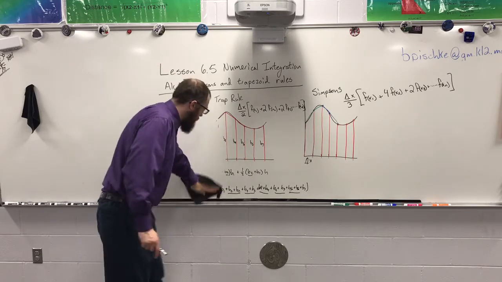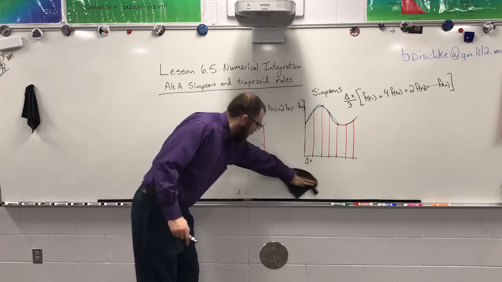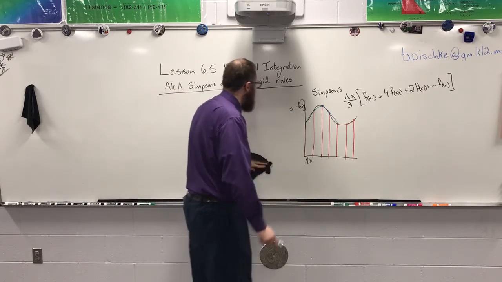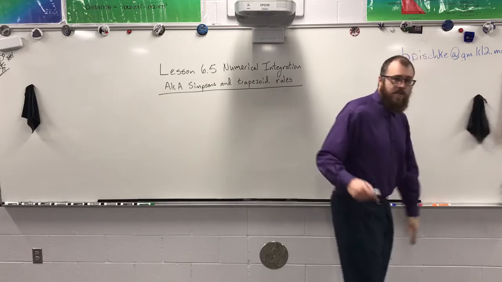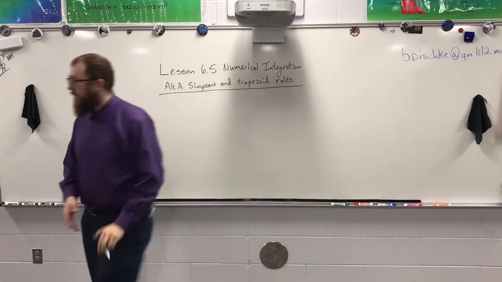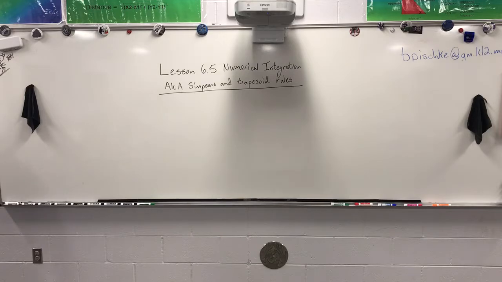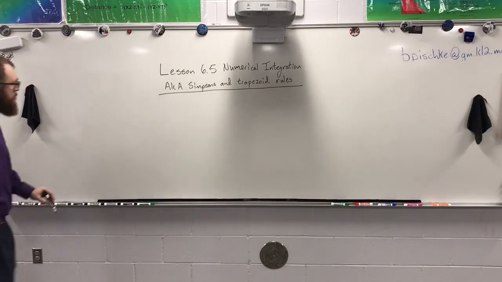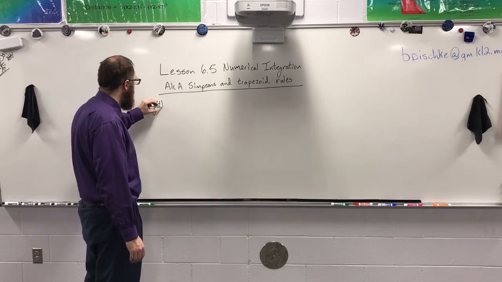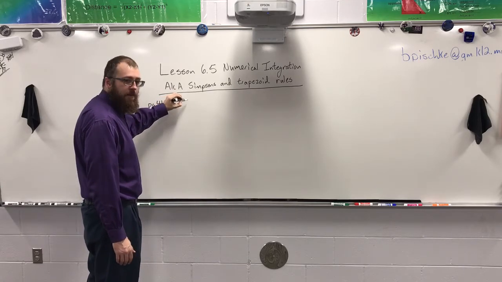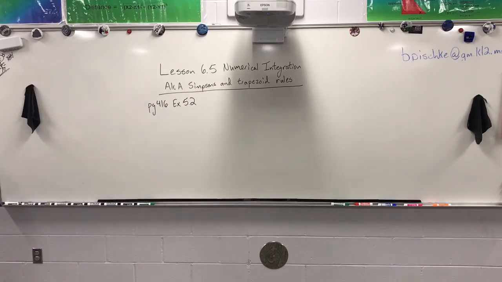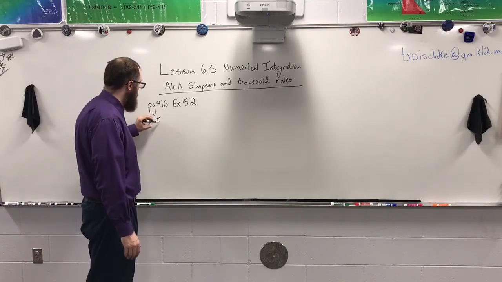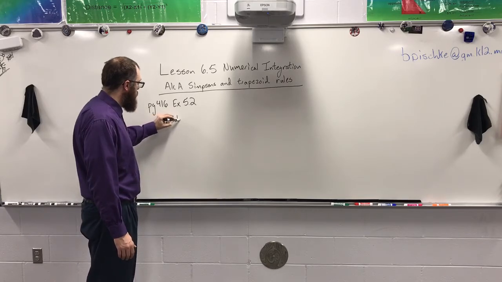All right, so I'm going to go into the book and do a couple of examples here. I'll rewrite the rules here in a second so that you can see them nice and clear. I'm going to do one example of each rule, by the way. So the first example is on page 416. It's example 5.2. And this is a trapezoidal rule example.